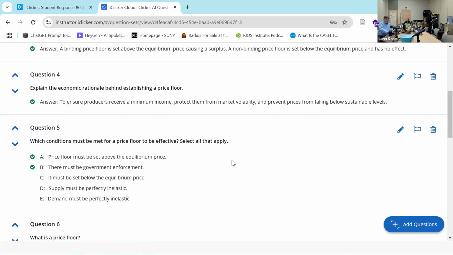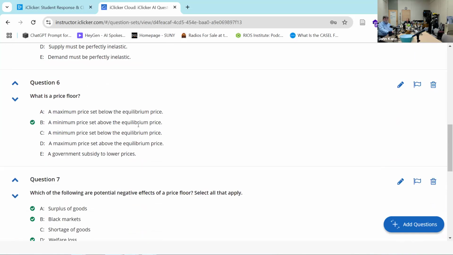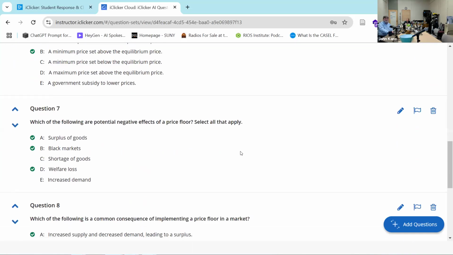And here's a multiple choice question. And again, if you don't like it, you could rephrase it, edit it, or delete it. So it has to be above the equilibrium price to be binding. And government enforcement is something they may not have seen in the textbook, but it has to be somehow enforced, because otherwise the market will find ways around that. And a minimum price set above the equilibrium price is how we define it.